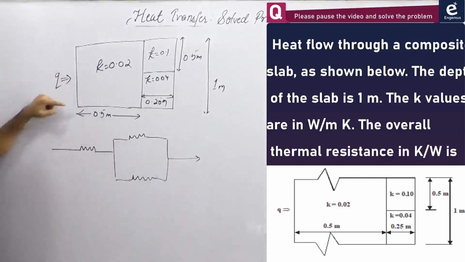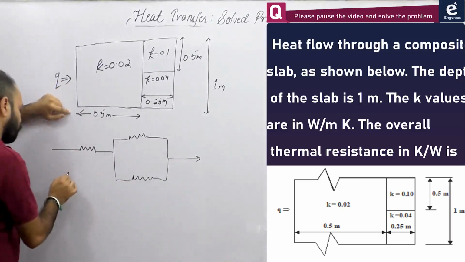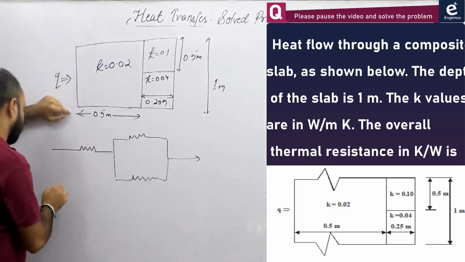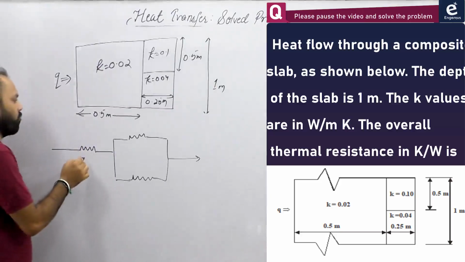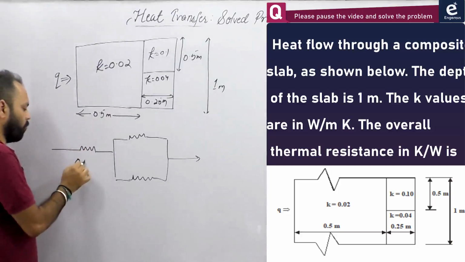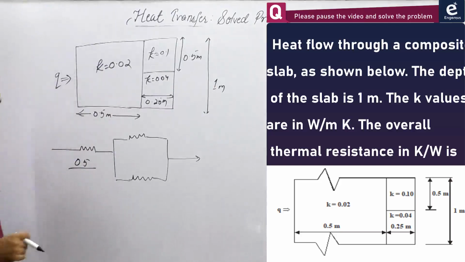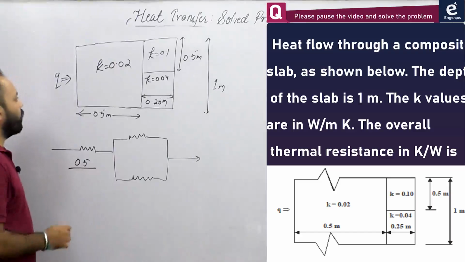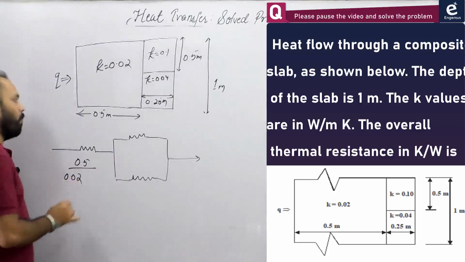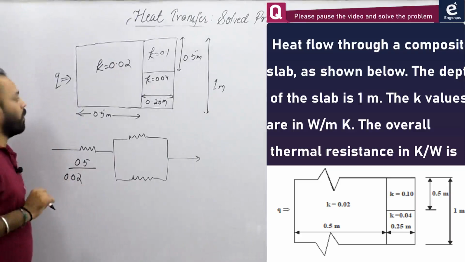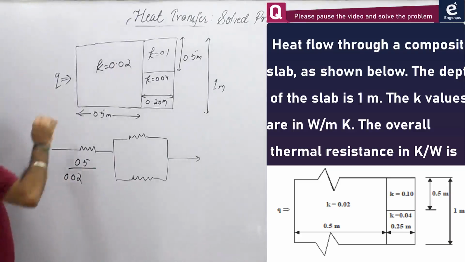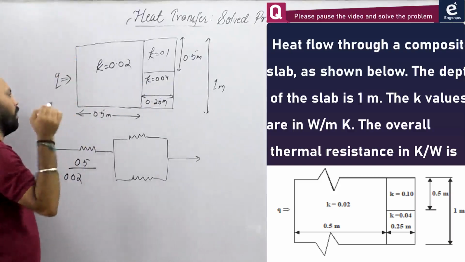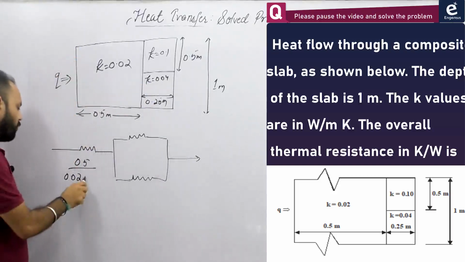Okay, now what is the length? 0.5. What is this resistance? This resistance will be L by KA, so that is 0.5 divided by 0.02 multiplied by A. You can see the options also. Area is always taken in the perpendicular direction, so area should be this multiplied by this. This is 1 meter and that is also 1 meter, so area is 1 square meter.